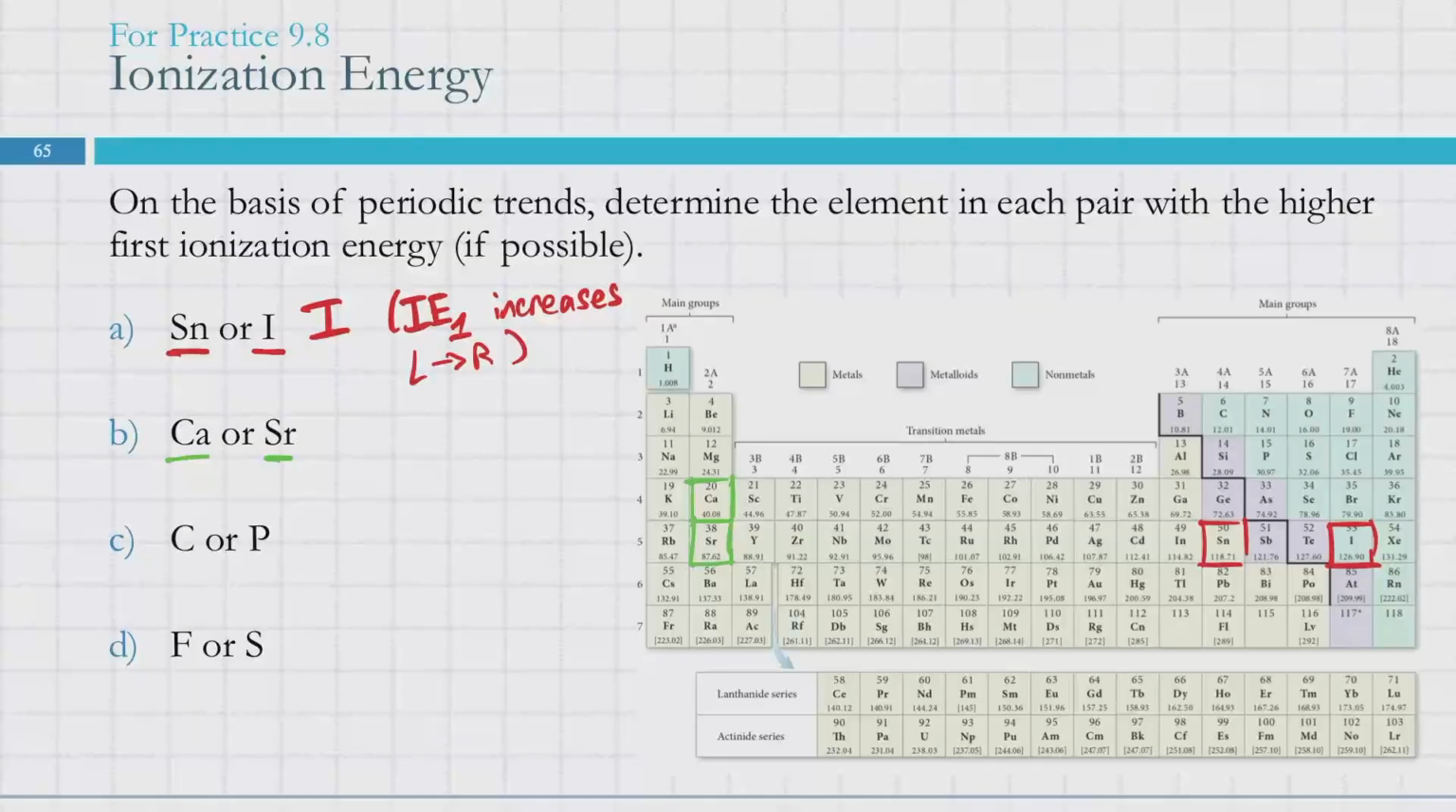What's different between calcium and strontium? They're in the same column. How do calcium and strontium compare? They're in a different row. What changes with row? Calcium is higher. Calcium is the correct answer here because it's smaller.